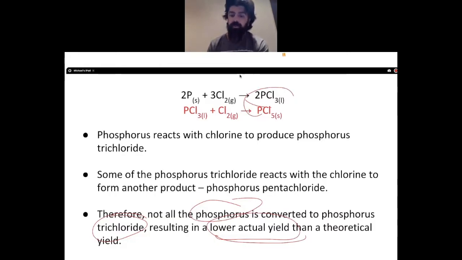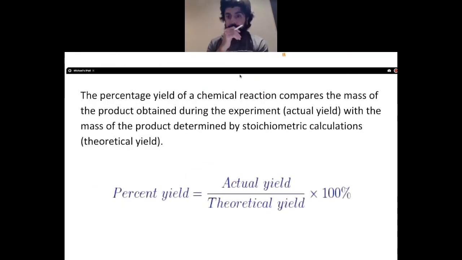So I'm going to introduce a new equation, and this new equation is the percentage yield, or the percent yield. The percent yield takes into account the mass of the actual yield, so the actual mass that you're going to get, with the stoichiometric mass that you're going to be calculating.